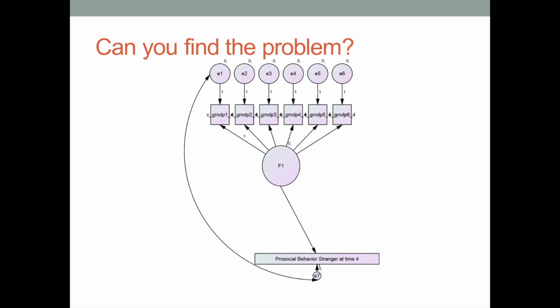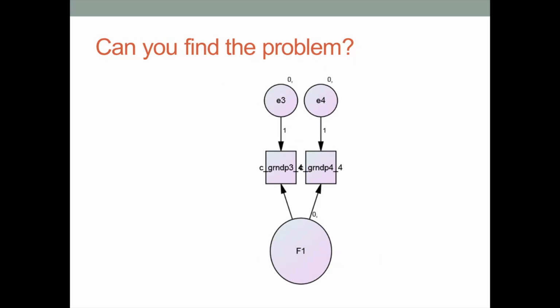Sometimes we run into problems when we correlate error terms across a regression path. So if F1 is our independent variable and prosocial behavior is our dependent variable, and we have a regression path, then this is the main storyline that we're looking at. For us to correlate an error term across that regression path oftentimes causes problems. Can you find the problem here?